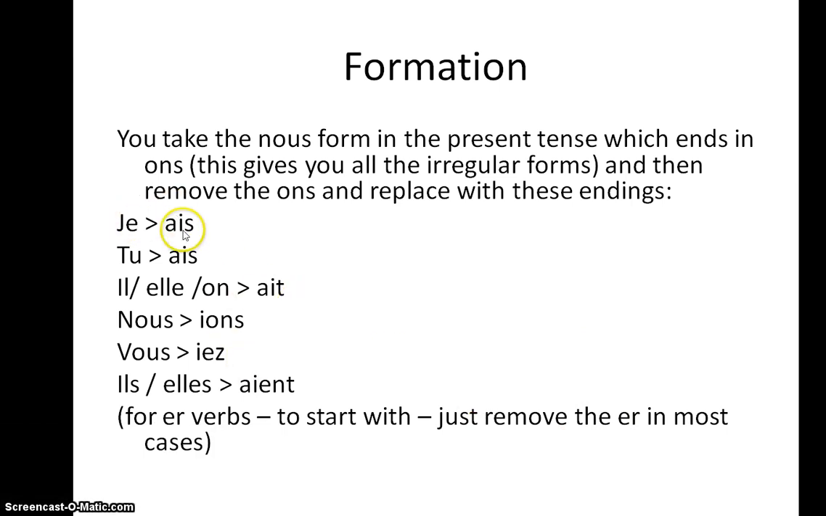So for the je form, it would be -ais, tu -ais, il, elle, on -ait, nous -ions, vous -iez, and ils and elles -aient. Notice that these sit for here are pronounced exactly the same, but the spelling is slightly different.